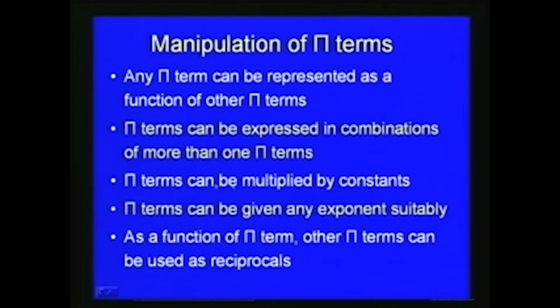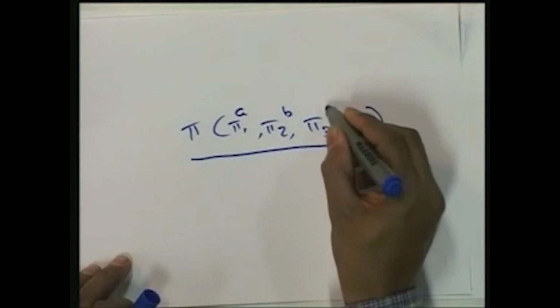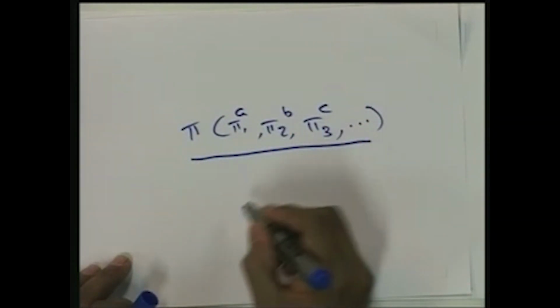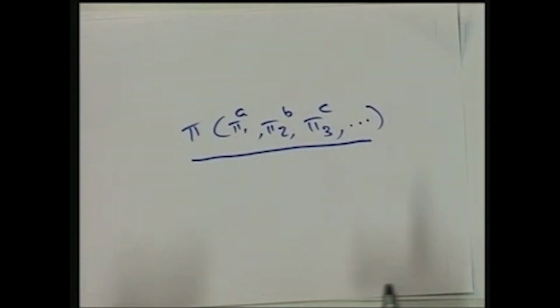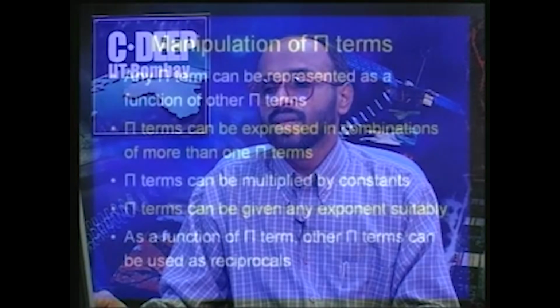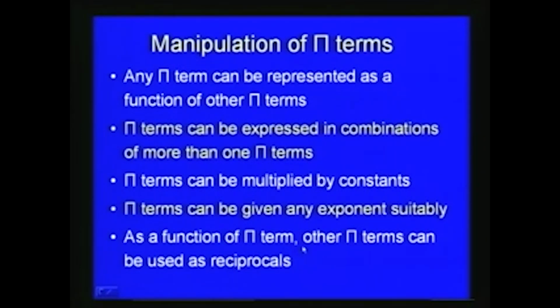Then the third point is that pi terms can be multiplied by constants. So we can represent each pi term by multiplying by a constant, and then the next point, pi terms can be given any exponent suitably. When we represent the pi terms, we can put exponents a, b, c, or multiply by a constant, and as a function of pi terms, other pi terms can be used as reciprocals also.